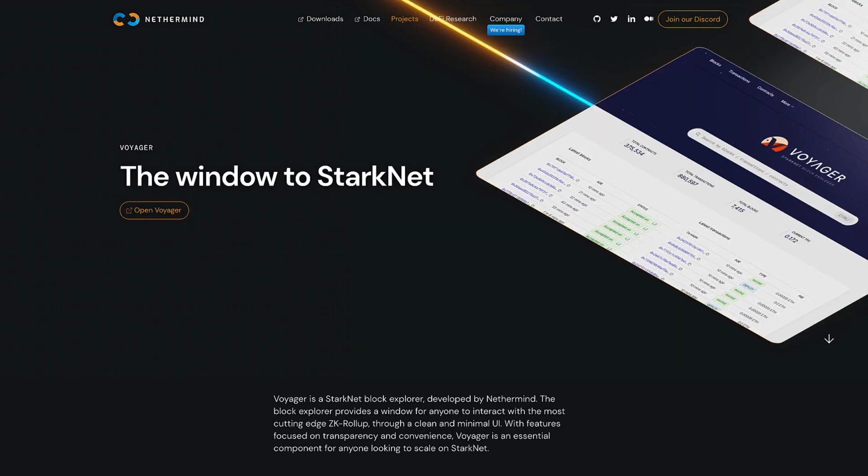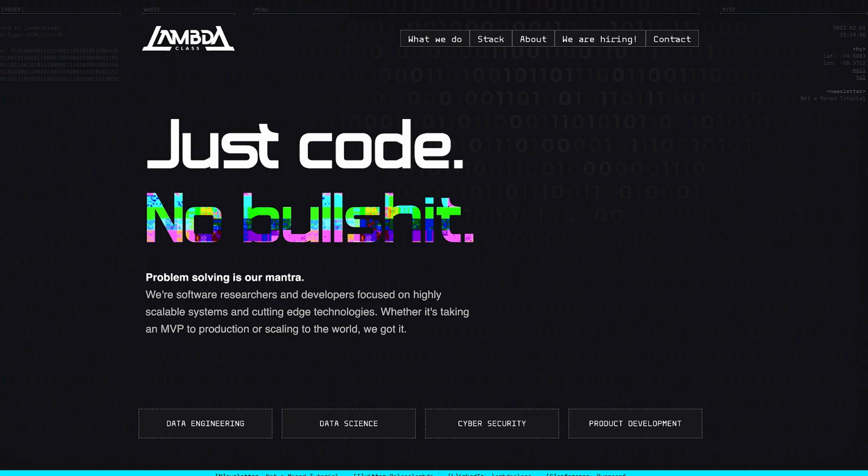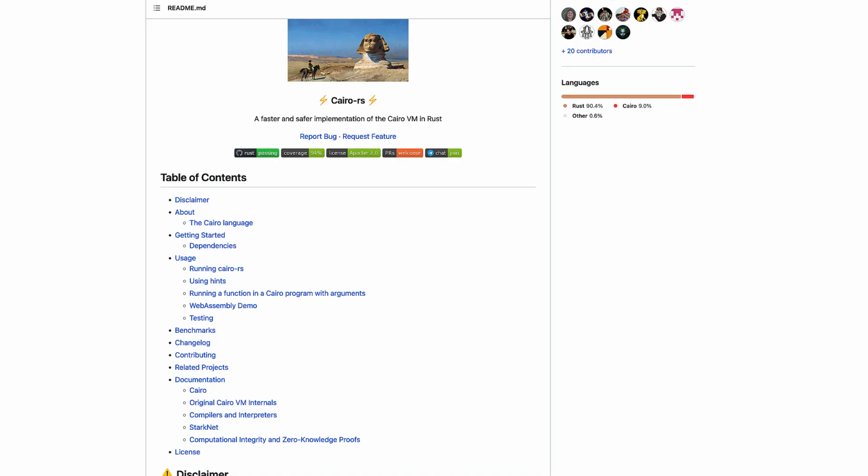Another tool that was developed by the Nethermind team is Voyager, the first Starknet block explorer to be created. Another research and development lab that is playing a leading role in experimenting with Starknet and the Cairo programming language is Lambda Class, whose skillful engineers created the Cairo-rs, which is a Rust implementation of the Cairo virtual machine.